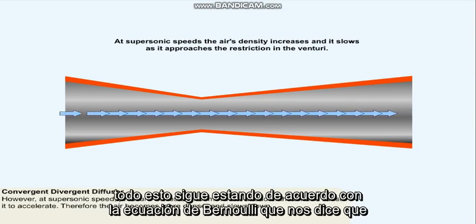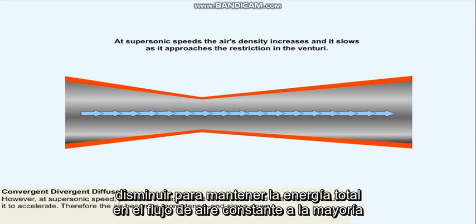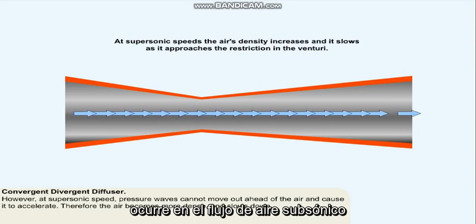This is still all in accordance with Bernoulli's equation, which tells us that if the static pressure increases and the density increases, then the velocity must decrease in order to keep the total energy in the airflow constant. To most people, this tendency of supersonic airflow is more intuitive than what happens in subsonic airflow.